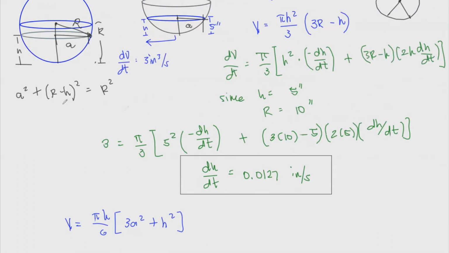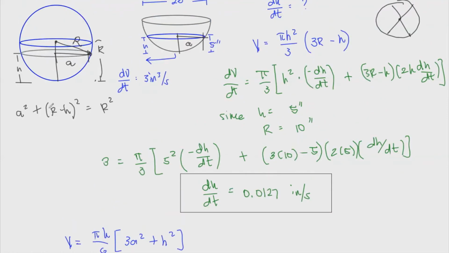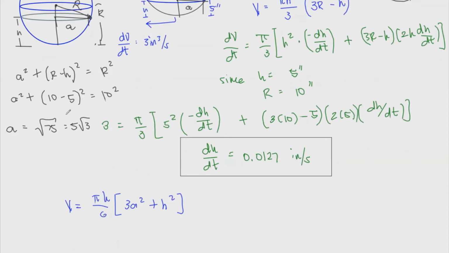Okay, and then to find all the relationships, we can substitute for the value of r and h, and then you'll be able to get a. So if h is equal to 5 and r is equal to 10, so we have 10 minus 5 here squared, and then this one is 10 squared, we know for sure that a at this level would give us the square root of 75. Okay, and that's actually equal to 5 square root of 3. So basically meron na tayong a.